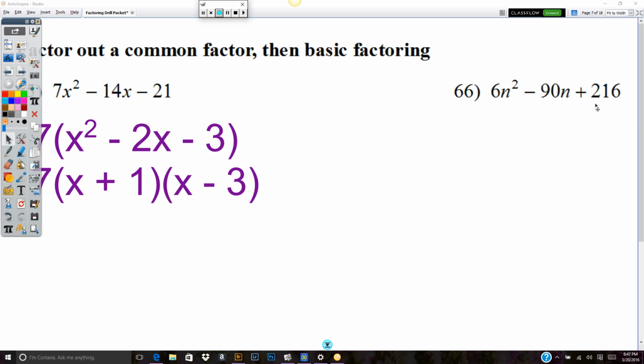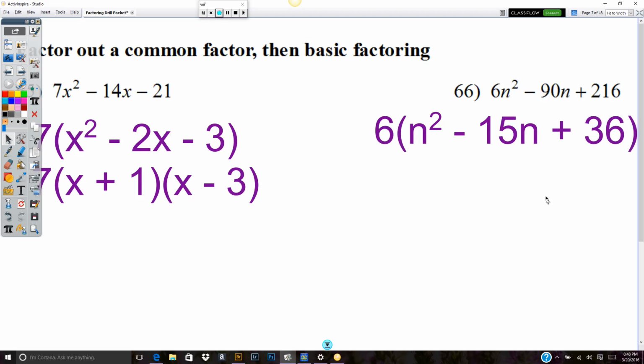And here's another one over here, number 66. 6 actually factors out of all these things, which is a good thing because 216 is a pretty big number, so I'm glad that we can factor a 6 out. So if I do that, I get 6 on the outside, then n squared minus 15n plus 36. So the 6 stays.